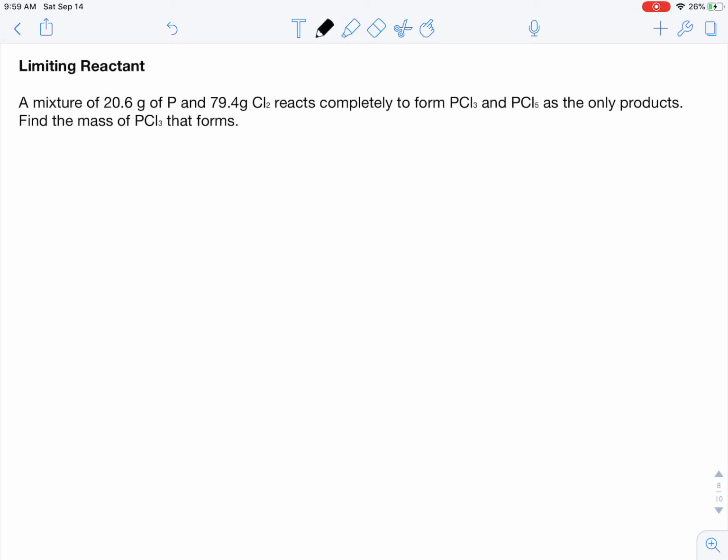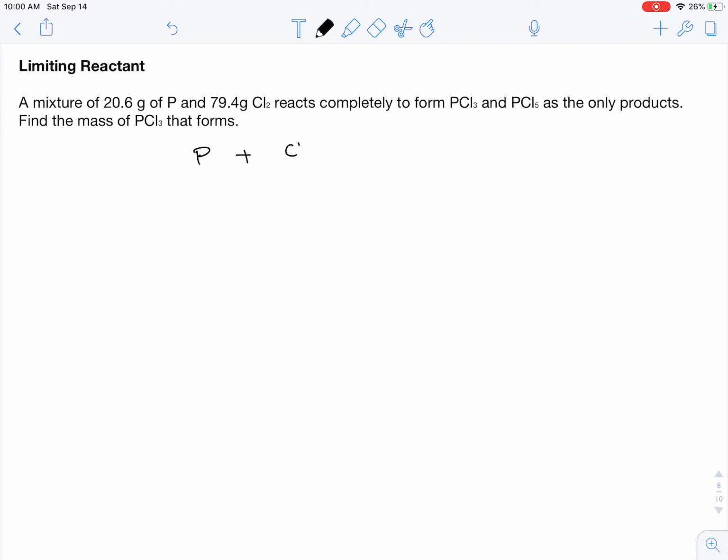A mixture of 20.6 grams of phosphorus and 79.4 grams of chlorine gas reacts completely to form phosphorus trichloride and phosphorus pentachloride as the only products. Find the mass of phosphorus trichloride that forms. Okay, so best thing is let's write an equation.